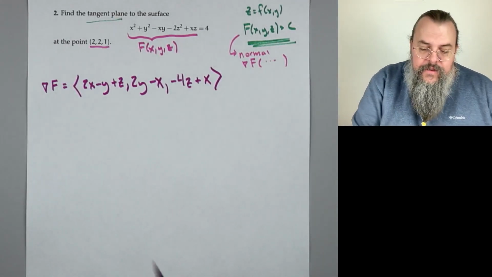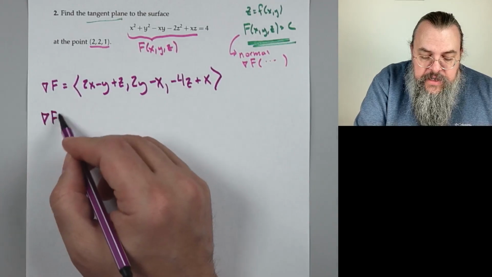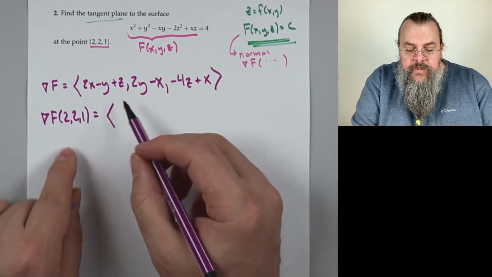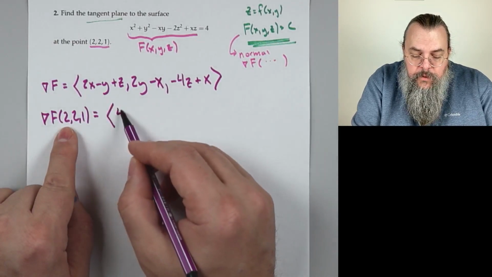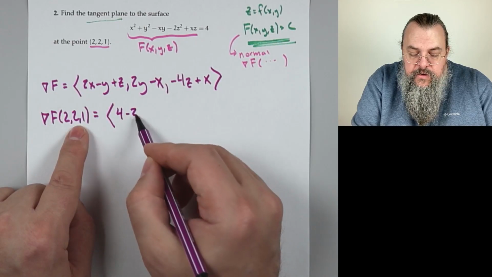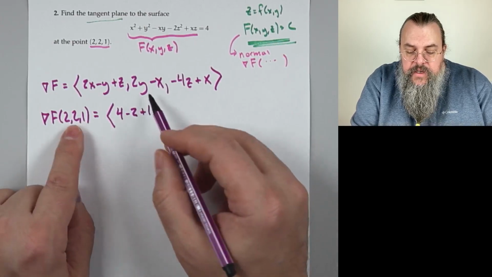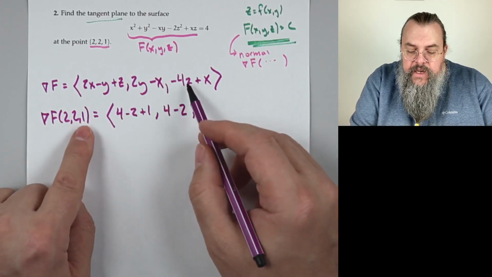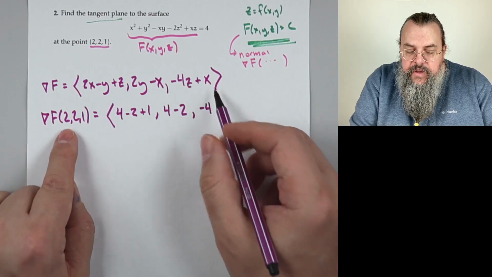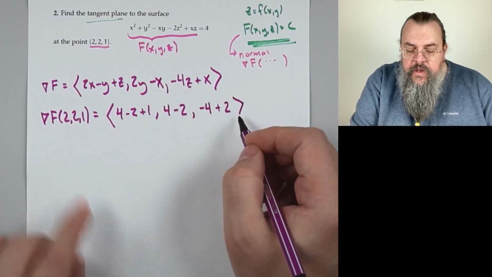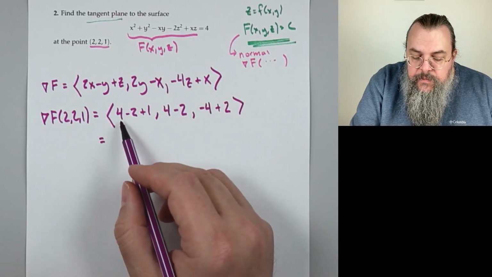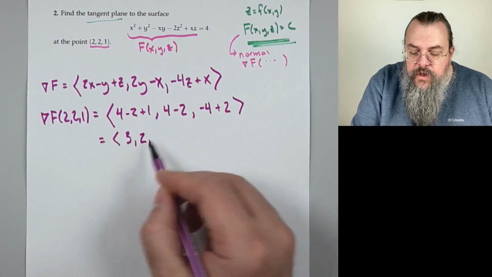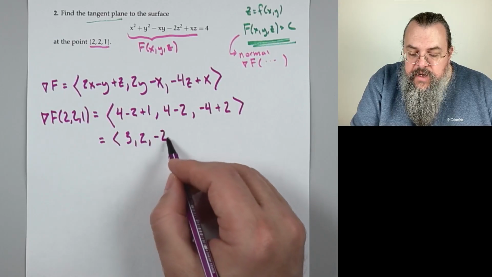All right, good. So now we'll plug in the point into the gradient of f, (2, 2, 1). This is the part where we just have to be careful. So we want 2 times 2, which is 4, minus y, which is minus 2, plus z, which is plus 1, comma. 2 times y, that's 4, minus x, minus 2, comma. Minus 4 times z, that's minus 4, and plus x is plus 2. Well, 4 minus 2 plus 1 is 3. 4 minus 2 is 2. Minus 4 plus 2 is minus 2.